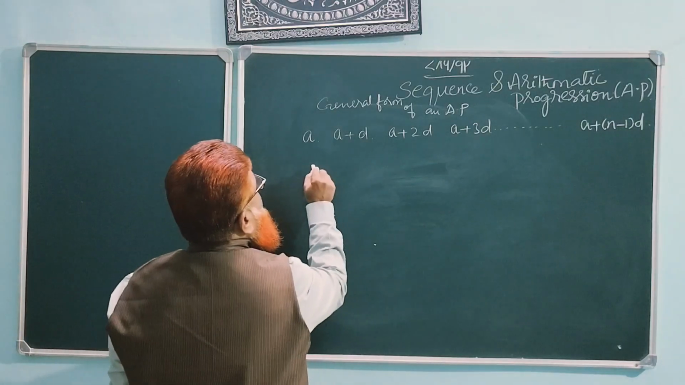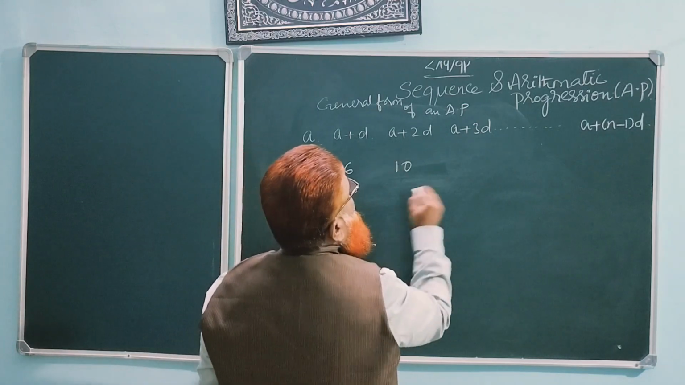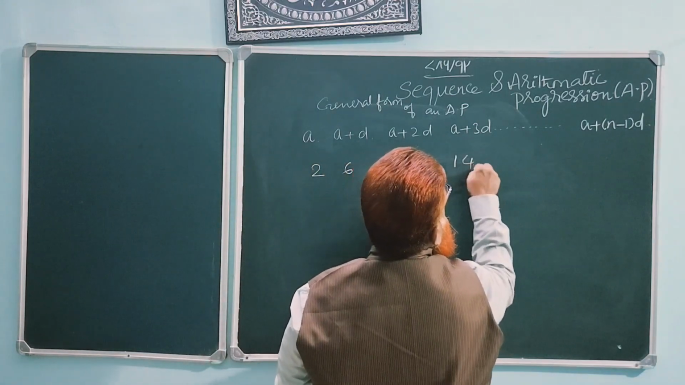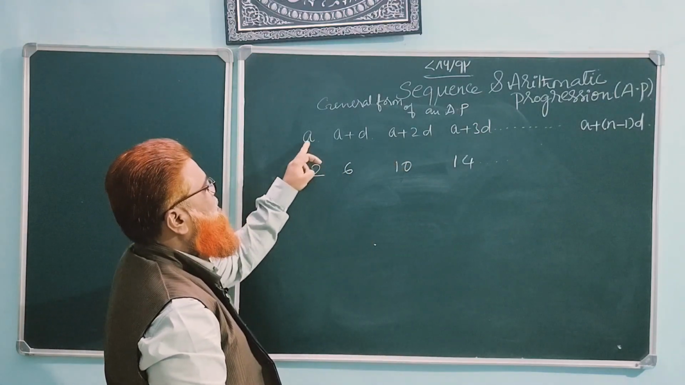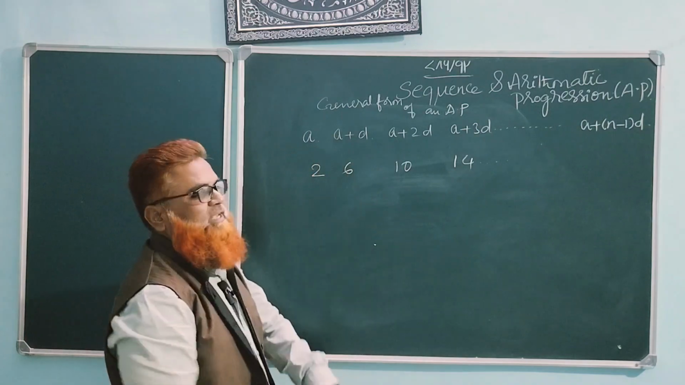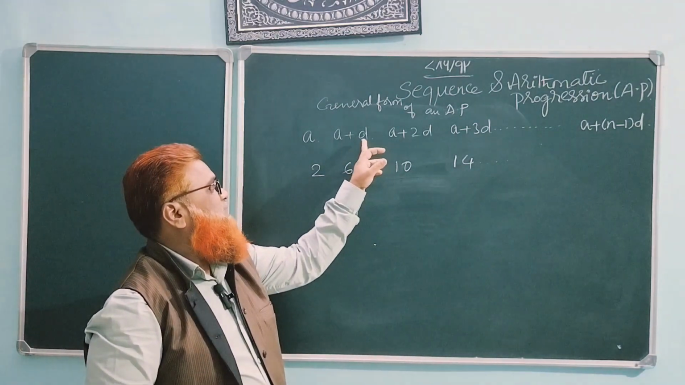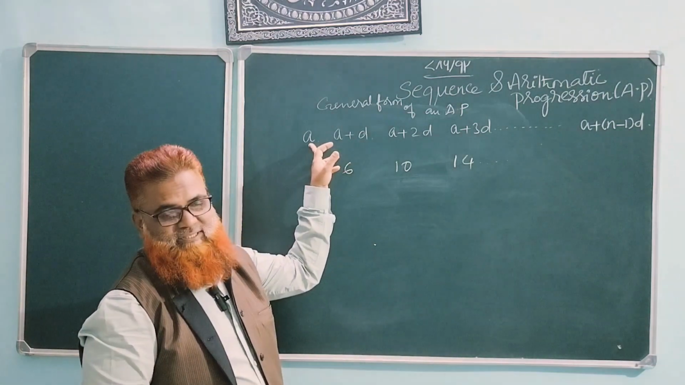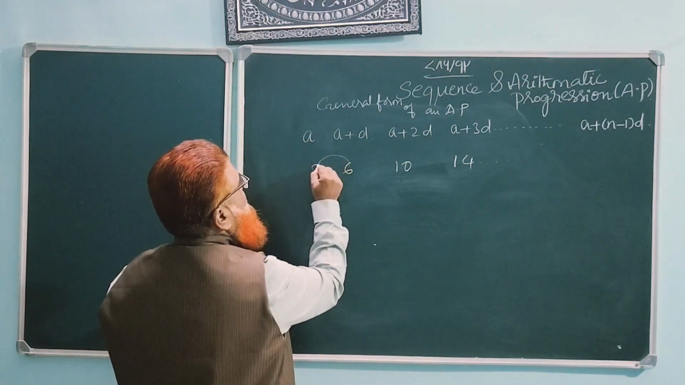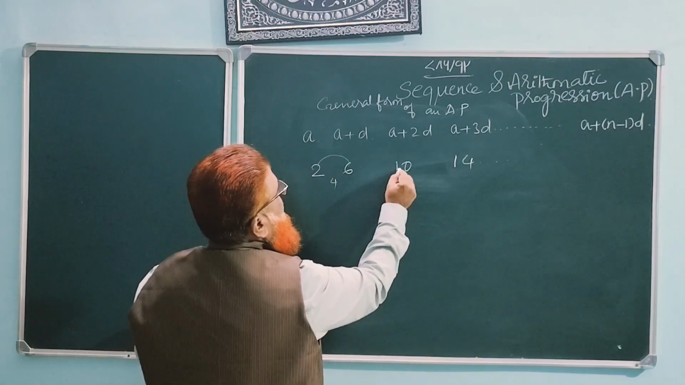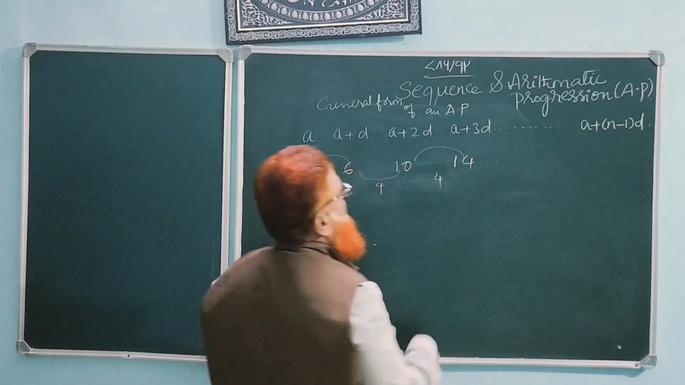Let's take a general example of this one. First term is 2. A is equal to 2. The second term is A plus D. What is that D now? The D is the difference between the second and first term, the two consecutive terms. So find the difference. What is 6 minus 2? It is 4. 10 minus 6, it is 4. 14 minus 10, it is 4.